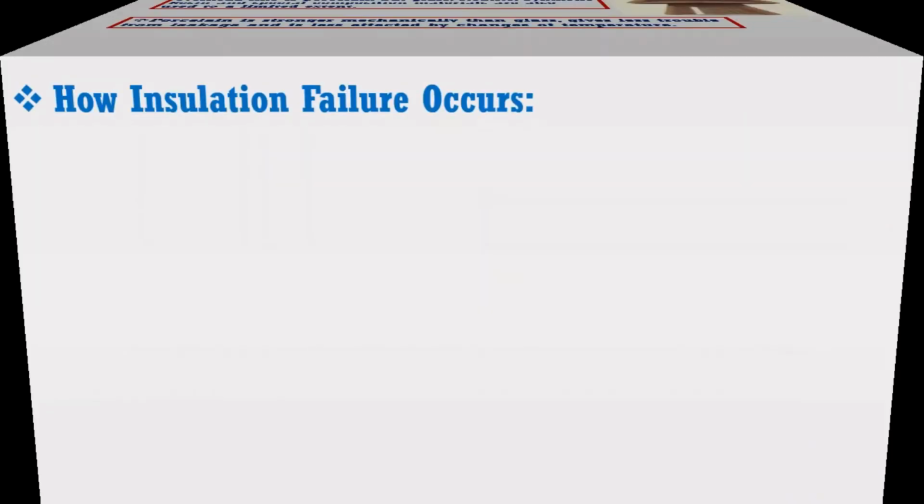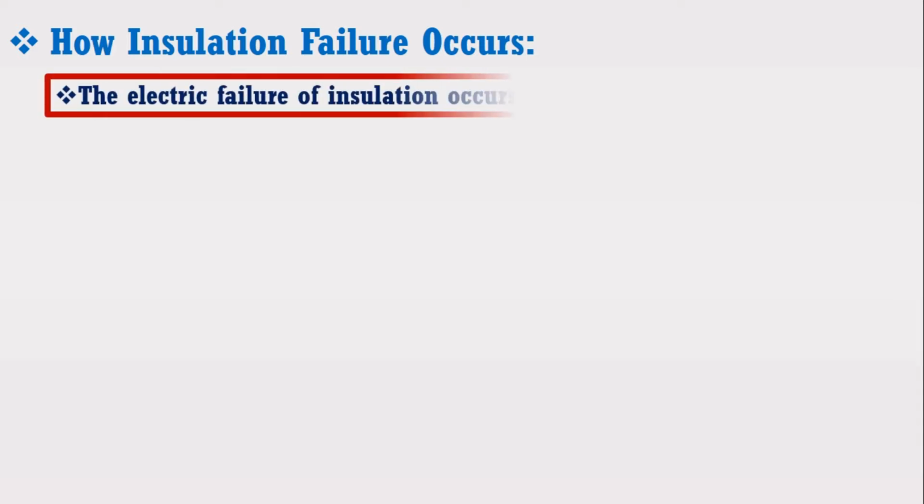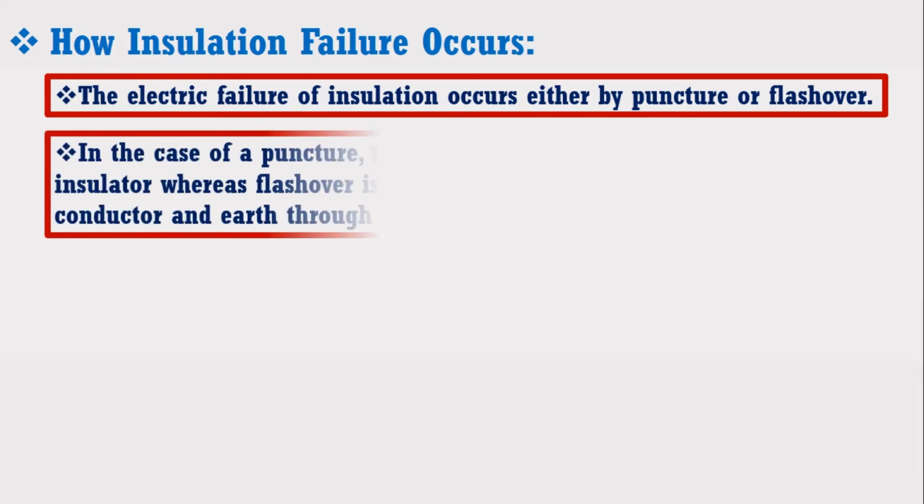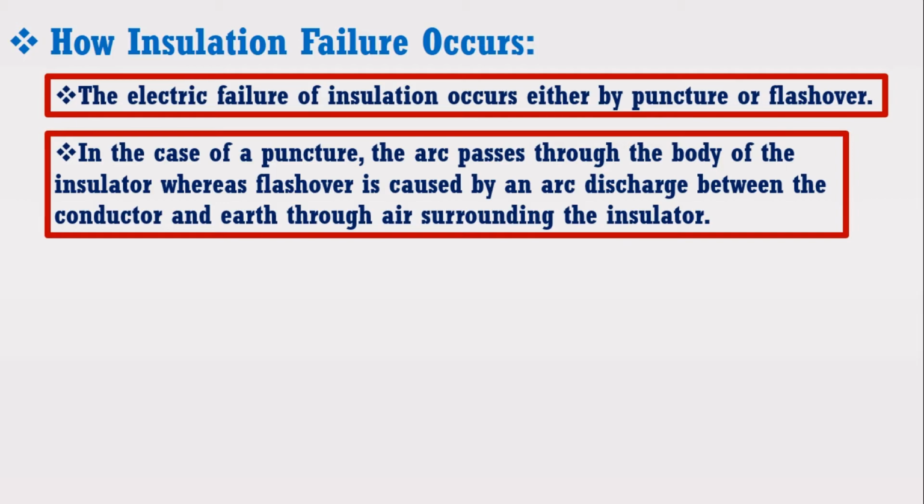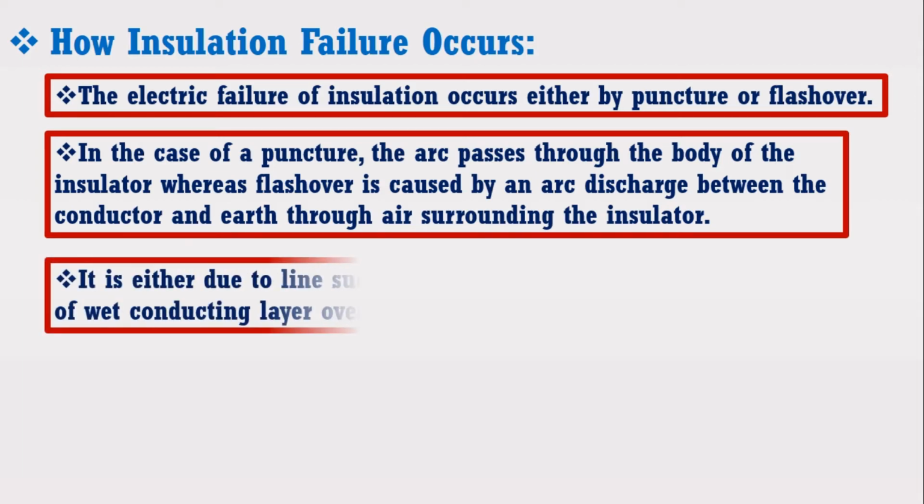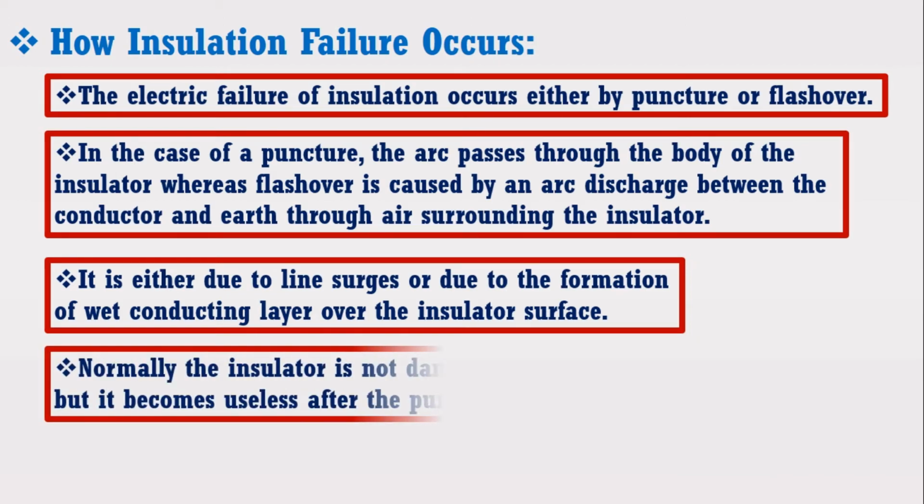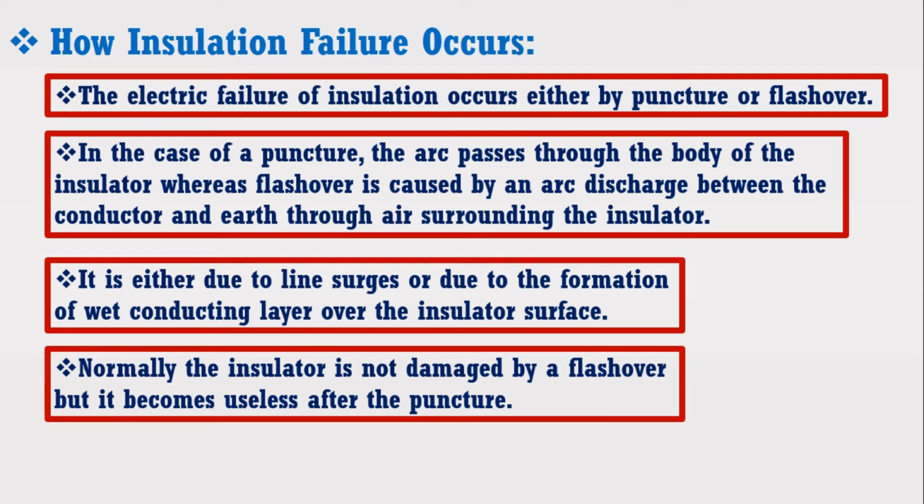I think it is better here to explain how insulation failure occurs. The electric failure of insulation occurs either by puncture or by flashover. In the case of puncture, the arc passes through the body of the insulator, whereas flashover is caused by an arc discharge between the conductor and earth through air surrounding the insulator. It is either due to line surges or due to the formation of wet conducting layer over the insulator surface. Normally, the insulator is not damaged by a flashover, but it becomes useless after the puncture.